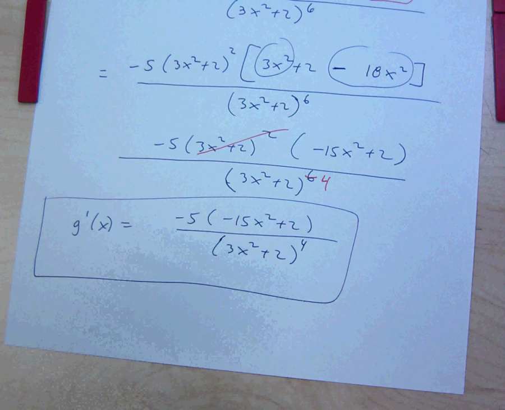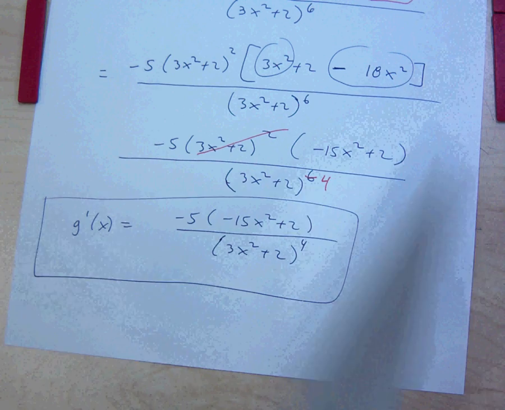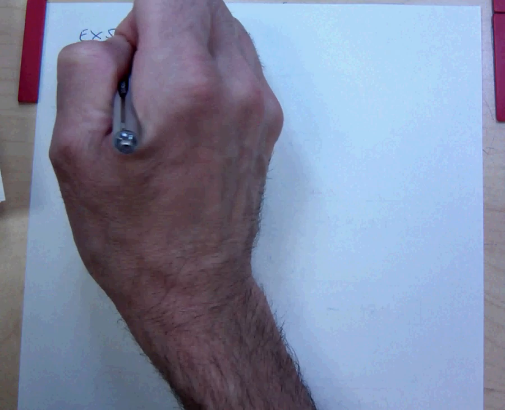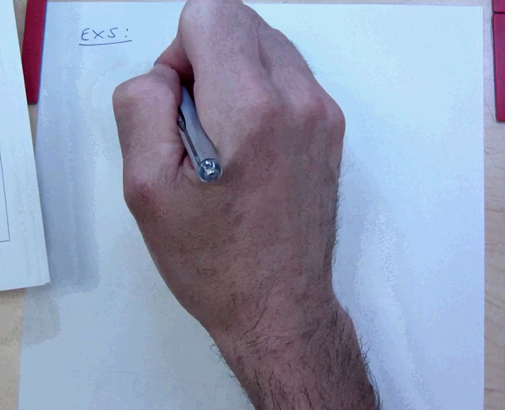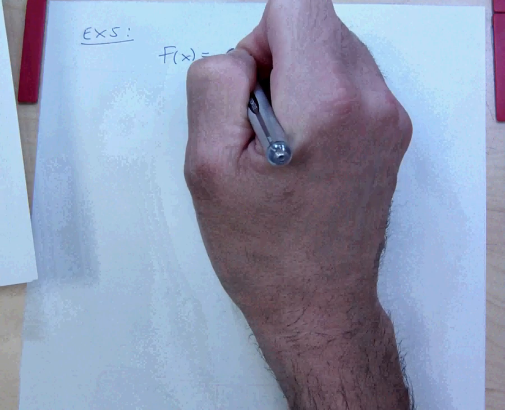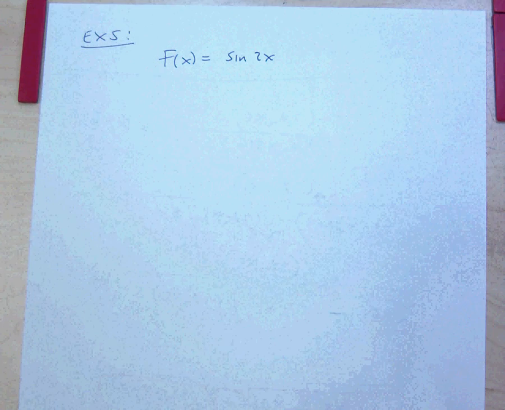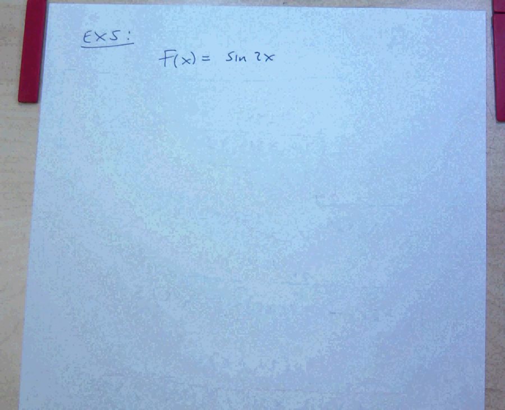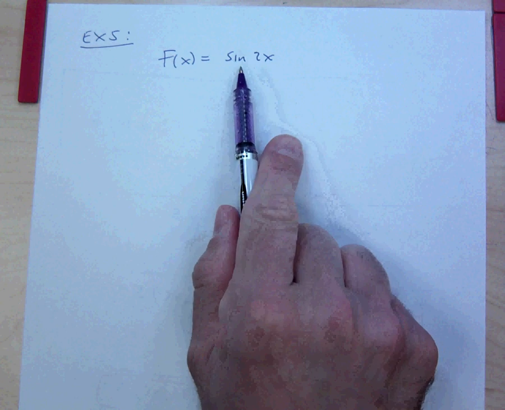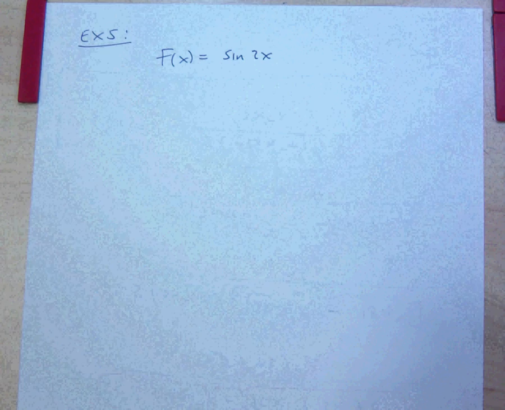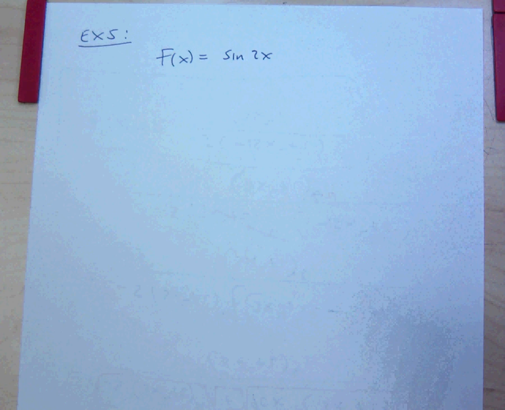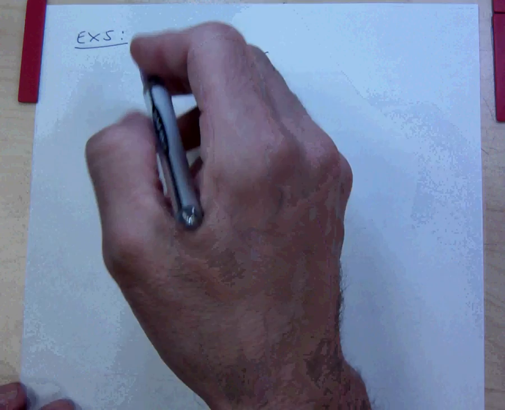Okay. All right, now let's go down to example 5 here. All right, so this one's going to be a lot simpler, obviously, but take a look at it. I do have a composition, don't I? Don't I, guys? Yes? Because the outside function is sine, and the inside function is 2x. Everybody agree with that, that this is a composition, so I must use the chain rule when I take the derivative? Okay, so here it goes.